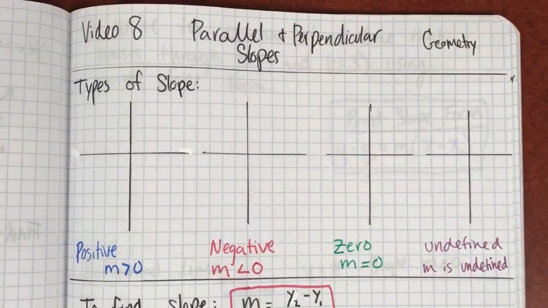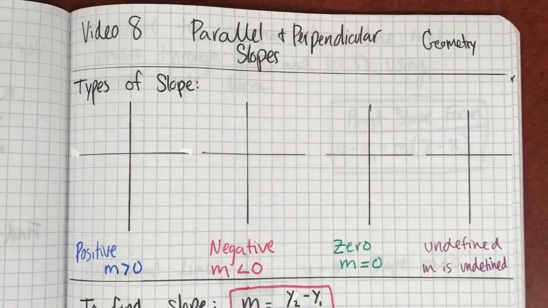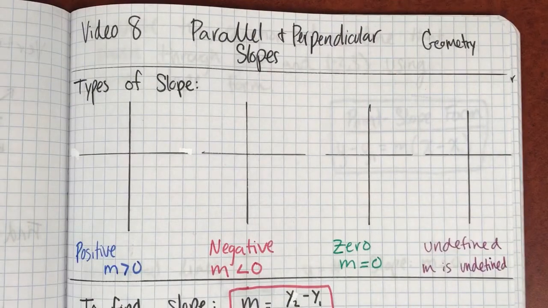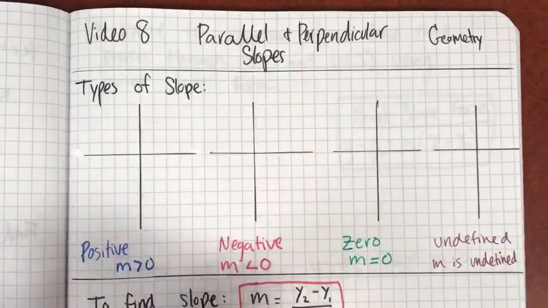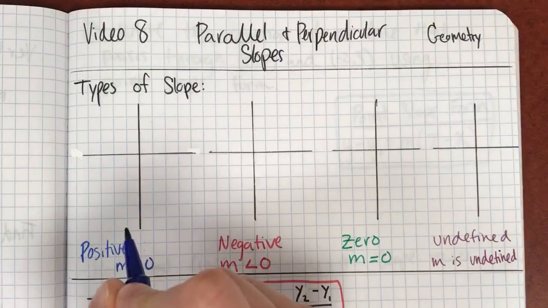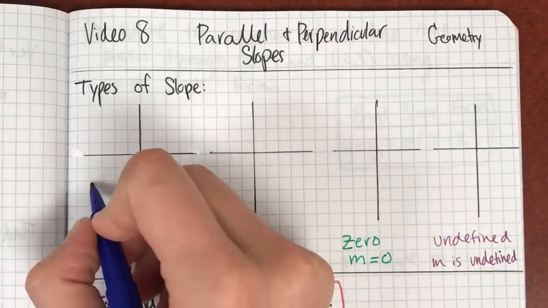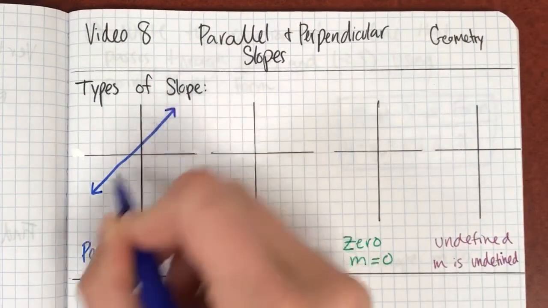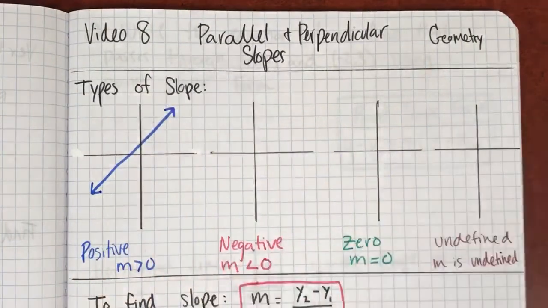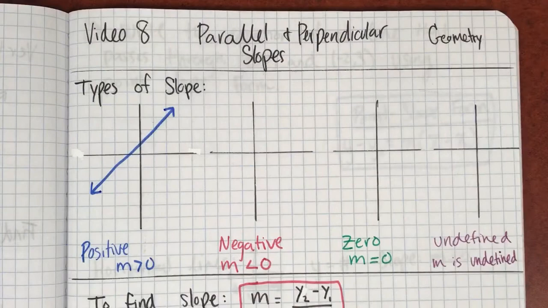Right, this is video 8 for geometry, and we're going to be talking about parallel and perpendicular slopes. So first, let's just remind ourselves of all the different types of slope. And when we read slope, we read it just like we read words on a page, left to right. So a positive slope would start down and go up, okay, because that's in a positive direction.